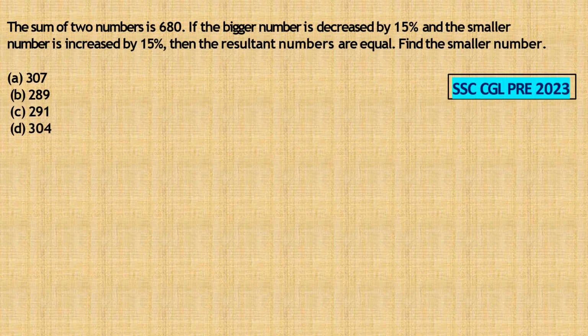The sum of two numbers is 680. If the bigger number is decreased by 15% and the smaller number is increased by 15%, then the resultant numbers are equal. Bigger number decreased by 15%, that would be 85%, that is 17 by 20, is equal to the smaller number increased by 15%, that is 23 by 20. Cancel it. Big by small is equal to 23 by 17.